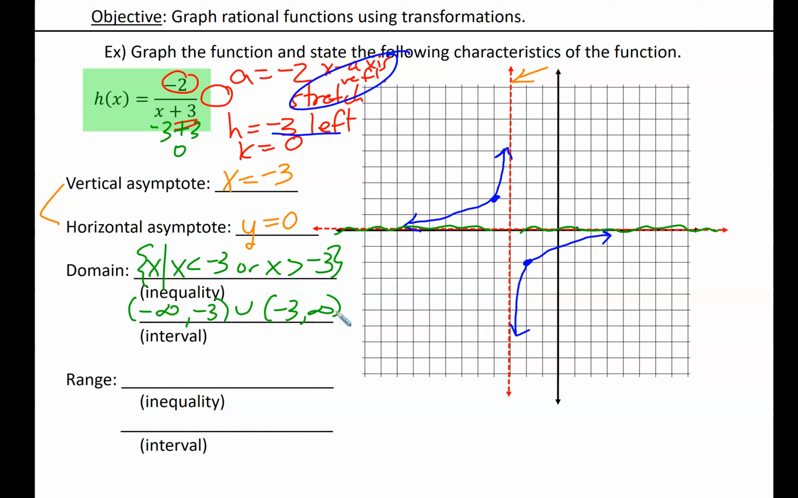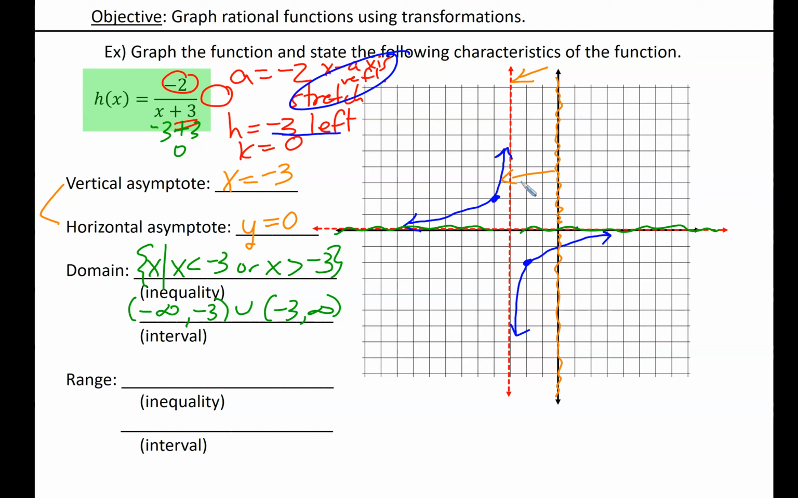All right, and then our range. So with our range, we're looking at all of our y values. The y values that correspond to the points are going to be all of the y's that are above and below our horizontal asymptote. So we're looking at the y's here that go with that piece.